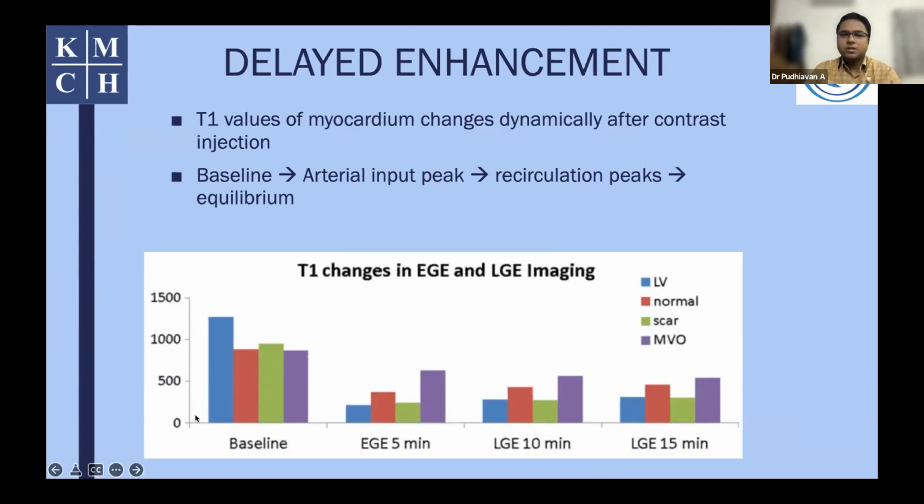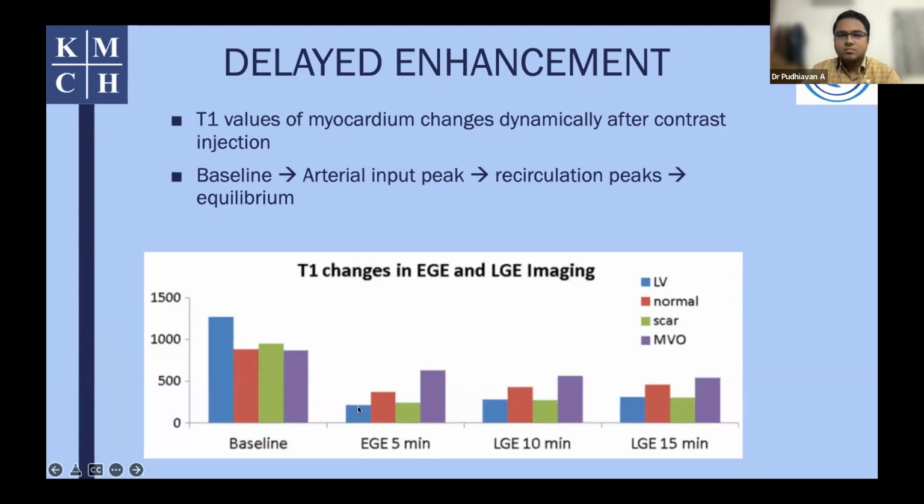But the problem is that the differences in T1 values at baseline, that is before contrast injection, between a normal myocardium and a scarred myocardium and an area of microvascular obstruction is very minimal, and it's very difficult to differentiate them. So this is overcome by the fact that after injection of contrast, the T1 shortening that happens in the normal myocardium, scar, and the MVO accentuates the differences in T1 values between these tissues, and this also changes over time.